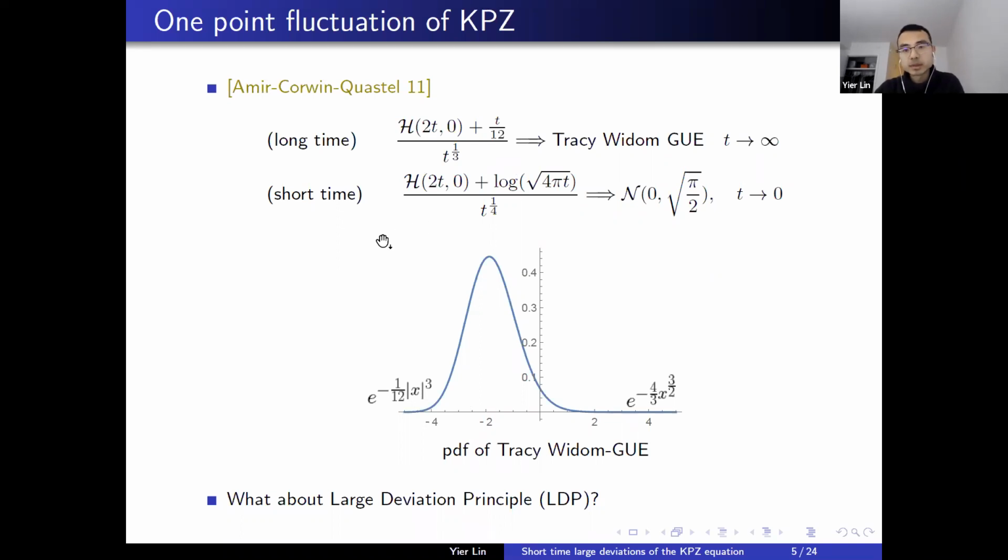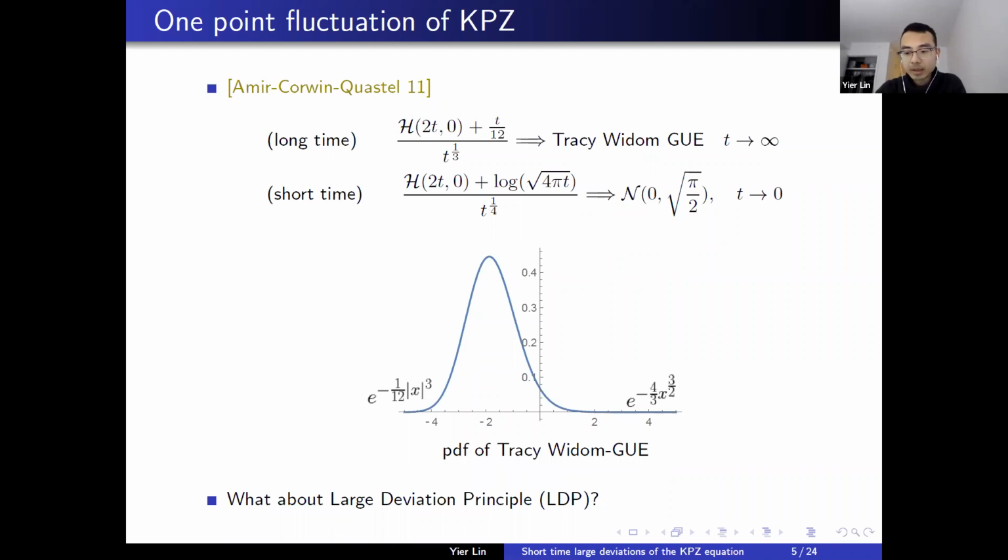On the other hand, if you look at the short time behavior, which means you let t goes to 0, then the typical value of the KPZ equation will become minus logarithm of root 4 pi t. And to see the fluctuation, you will need to multiply the numerator by a very big number, which corresponds to 1/t to the power 1/4. And the fluctuation limit is given by a Gaussian distribution with variance root pi over 2. So these are basically the fluctuation limit theorems for the KPZ equation in the long time and short time asymptotics.